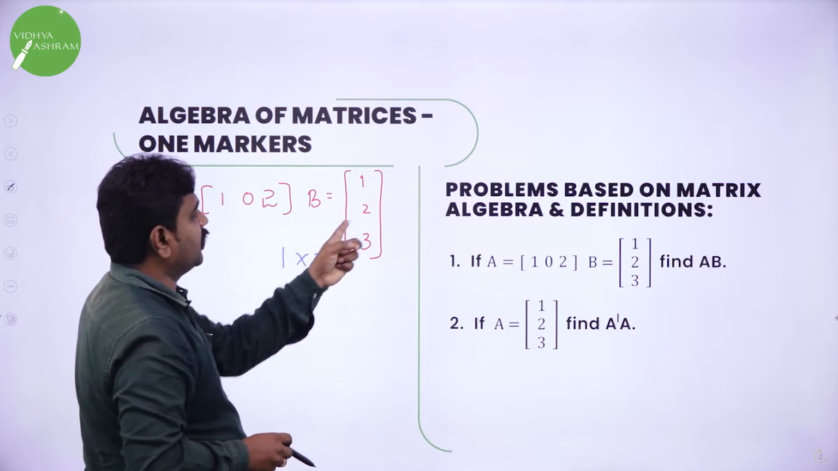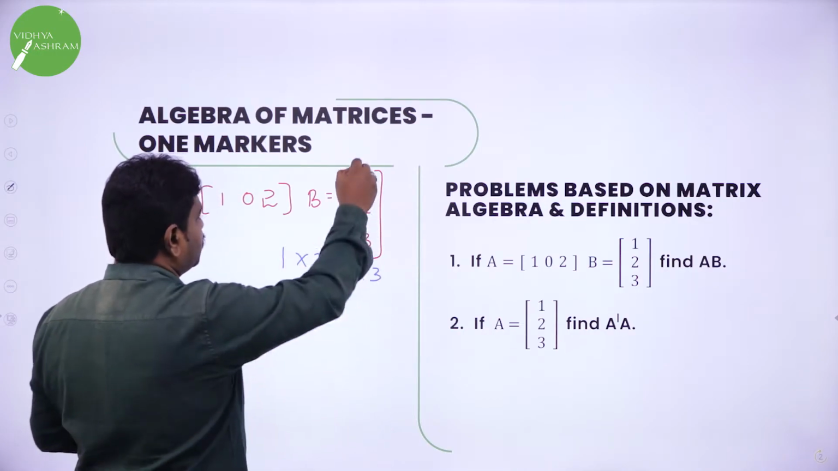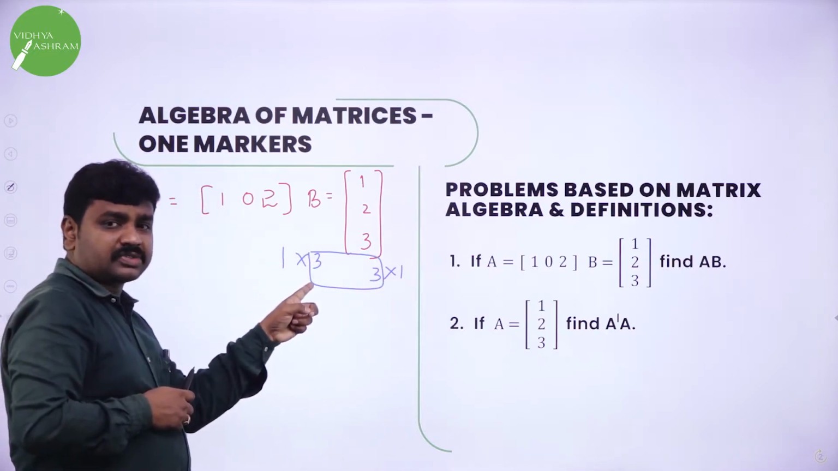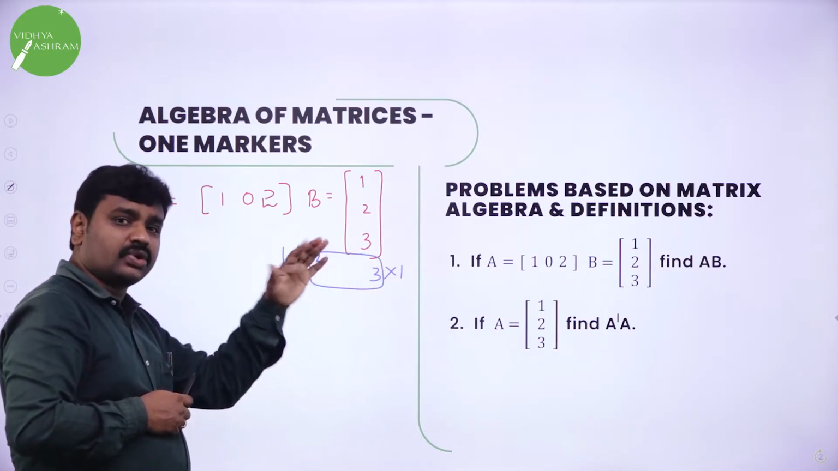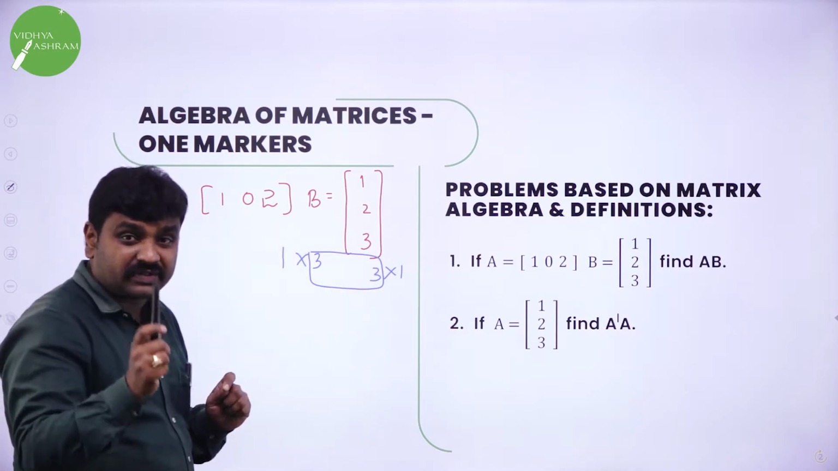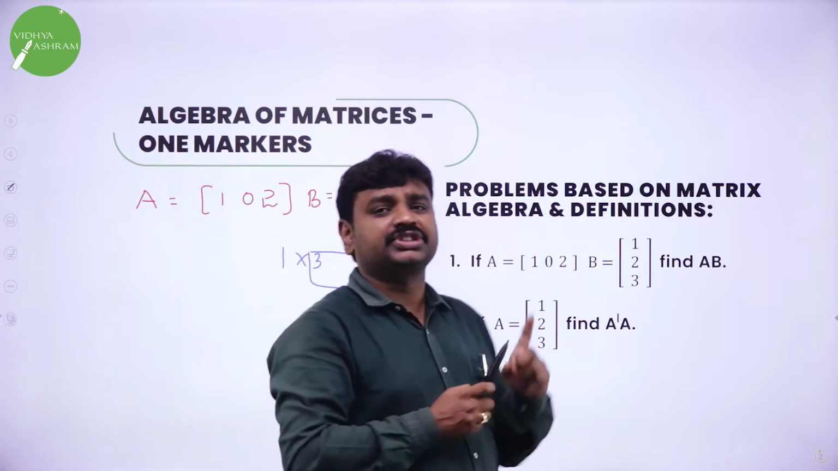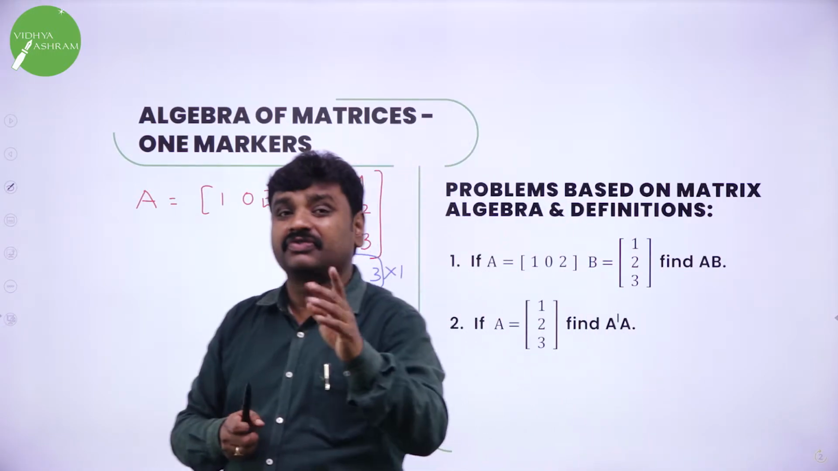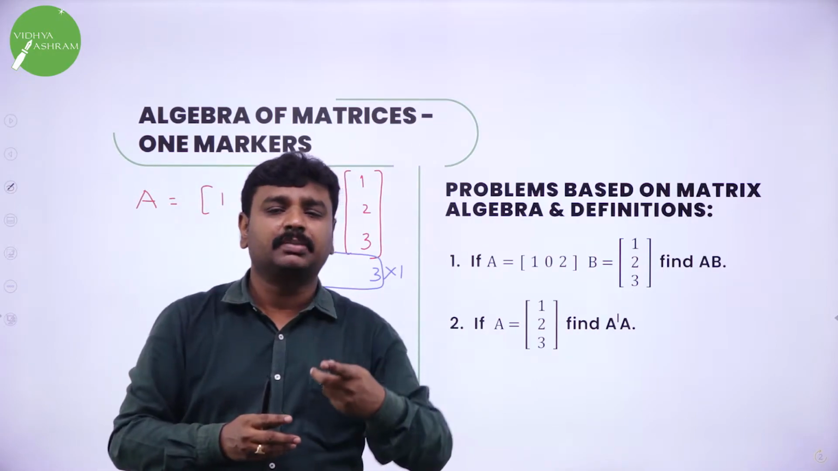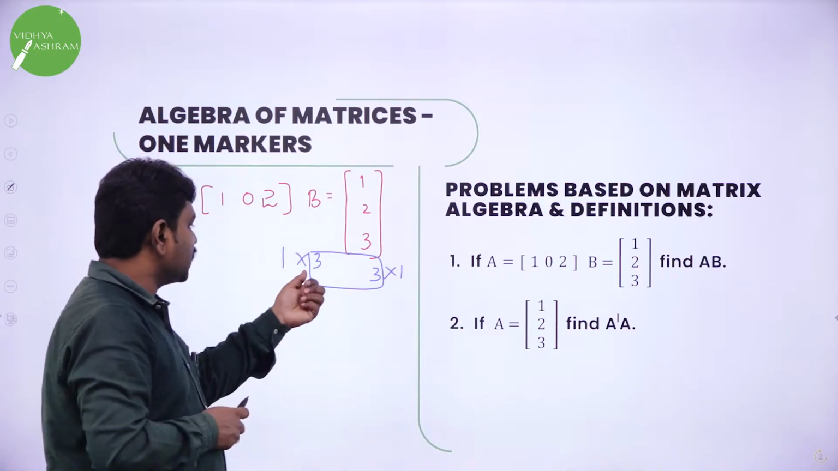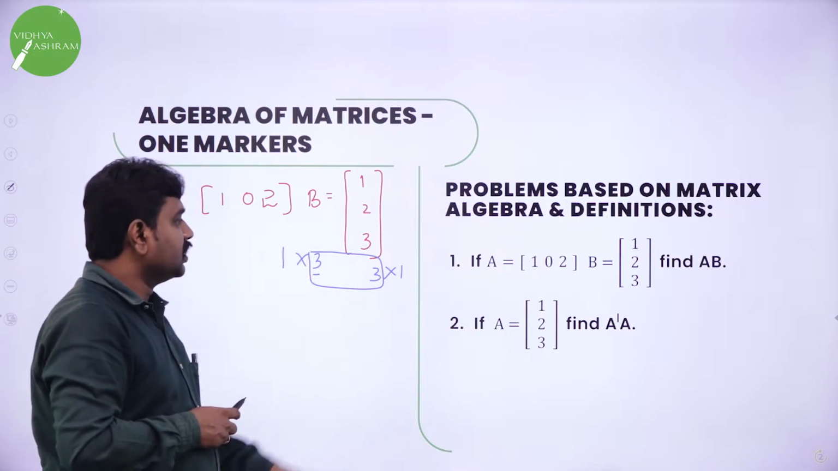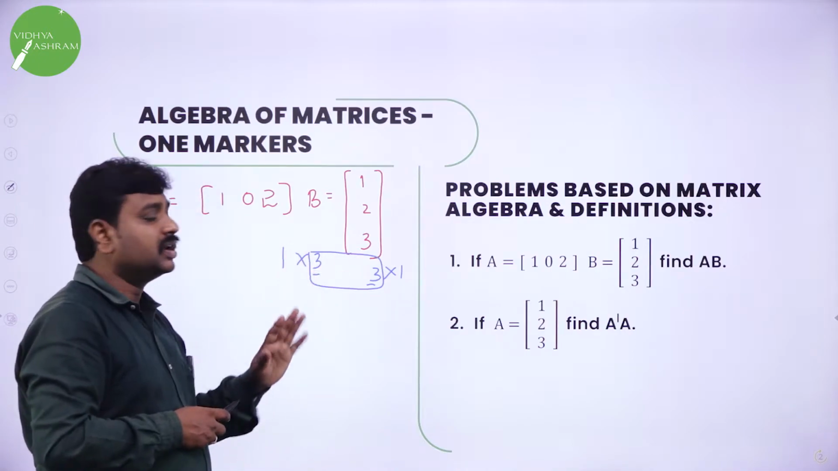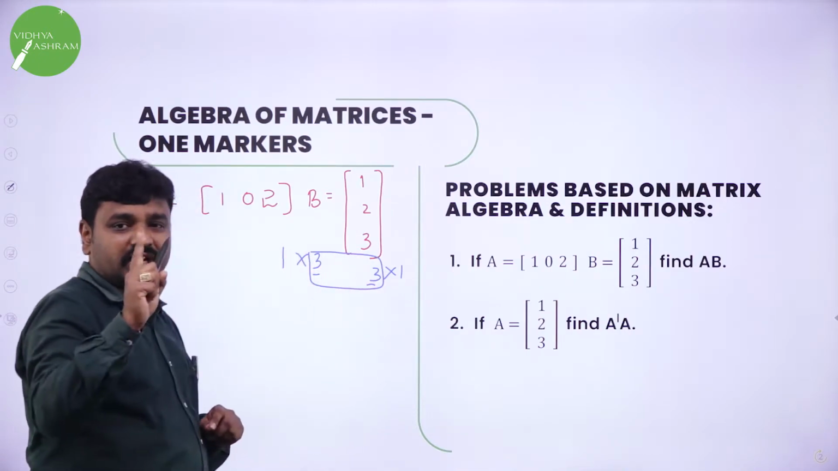Here how many rows are there? 1 2 3. So 3 rows. How many columns are there? 1 column. So here it matches. Number of columns of first is equal to number of rows of second. So you can multiply. First you should see whether AB exists or not. How to check whether AB exists or not? If number of columns of first matrix is equal to number of rows of second matrix, then you can multiply. Here you can see number of columns of first matrix is 3. Number of rows of second matrix is 3. They are equal. So I can multiply. After you multiply, you will get 1 cross 1, means 1 element.